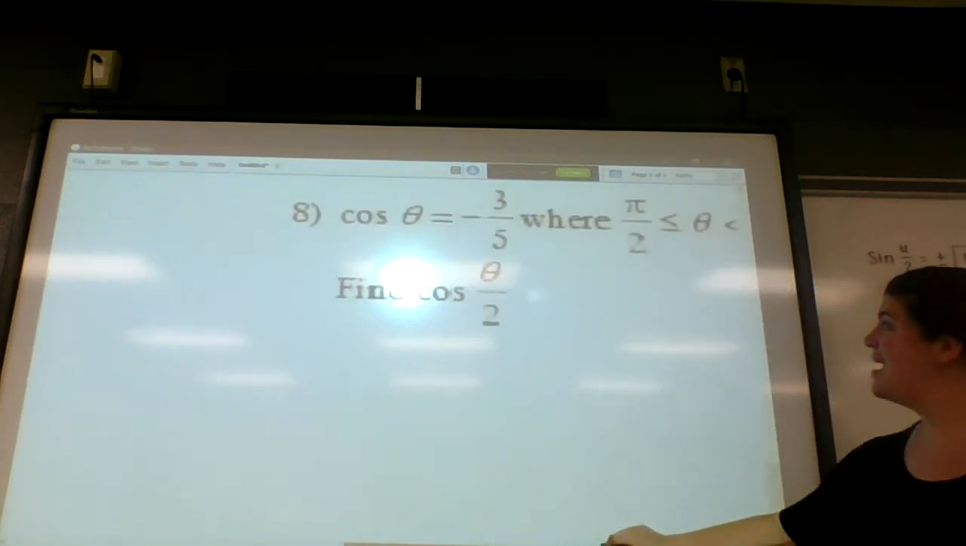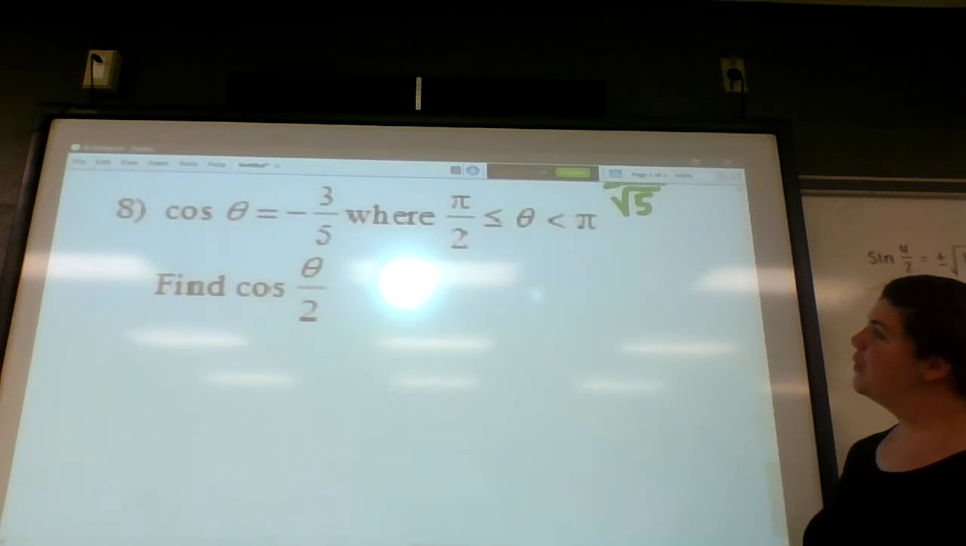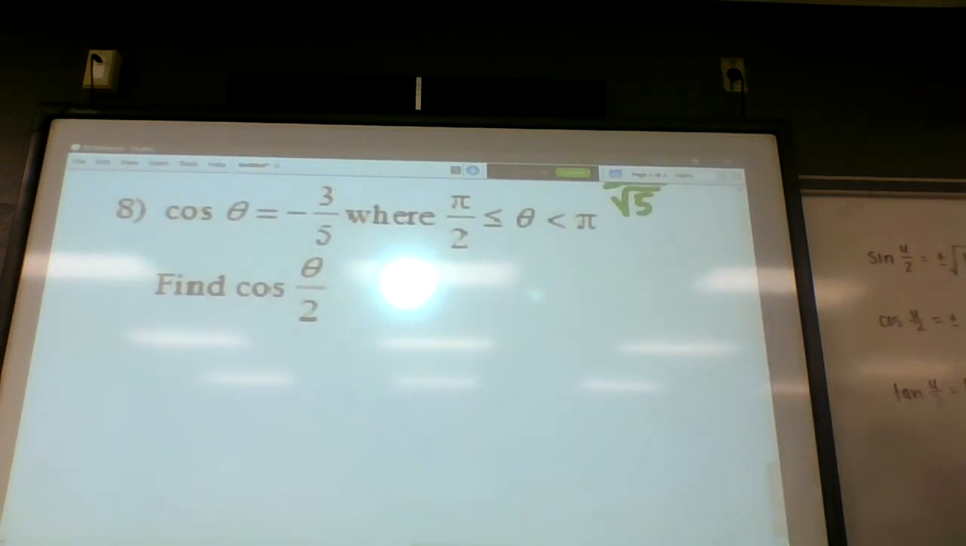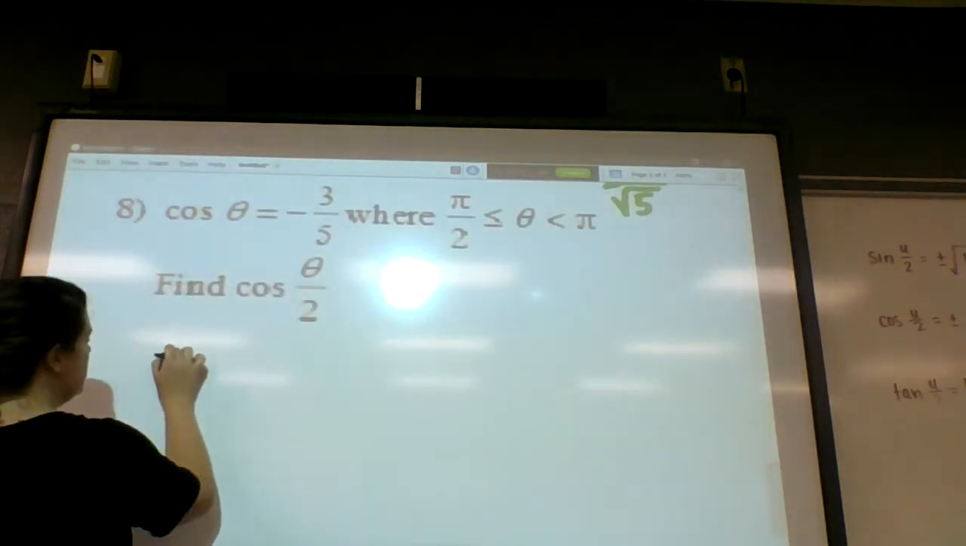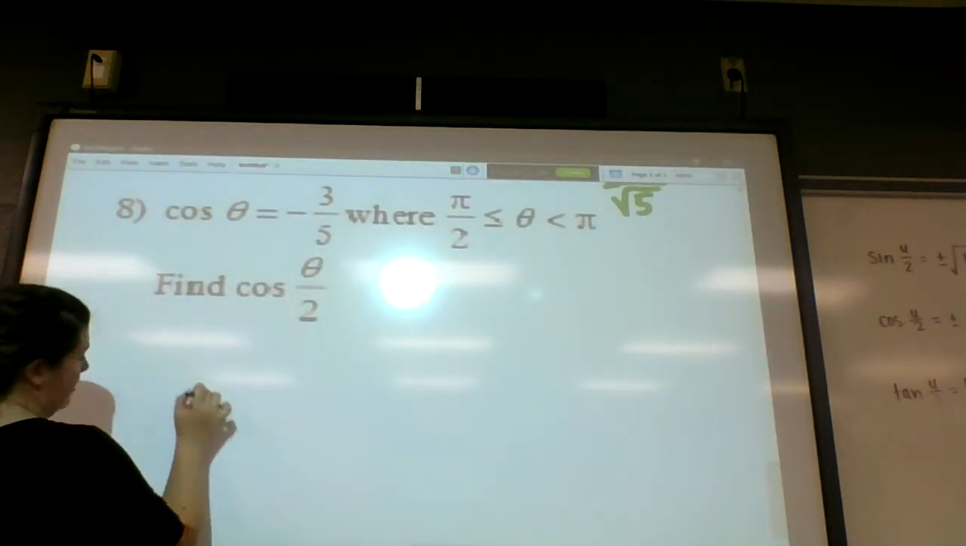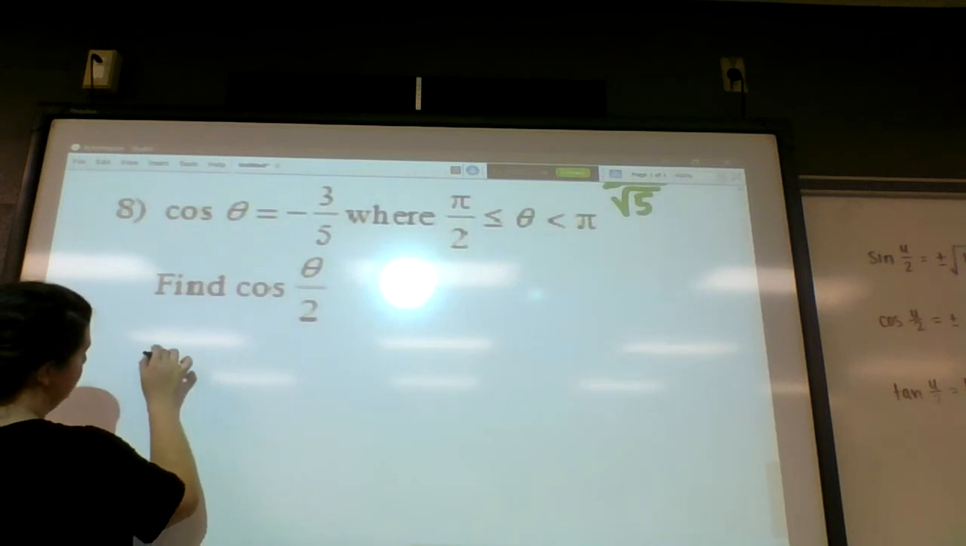All right, last example. We have the cosine of theta is negative 3 over 5. And then it tells us where theta lives. And we need to find the cosine of theta over 2. So because we're looking for a cosine here, we do have to decide plus or minus, right?